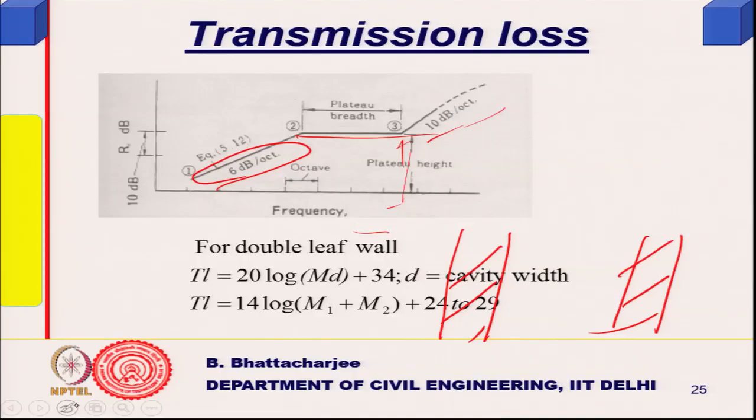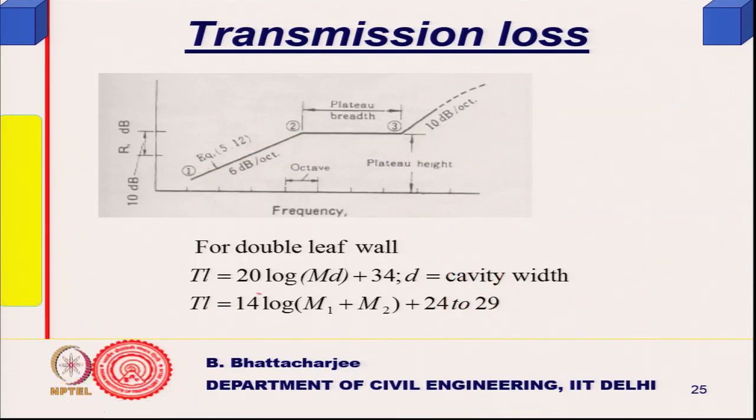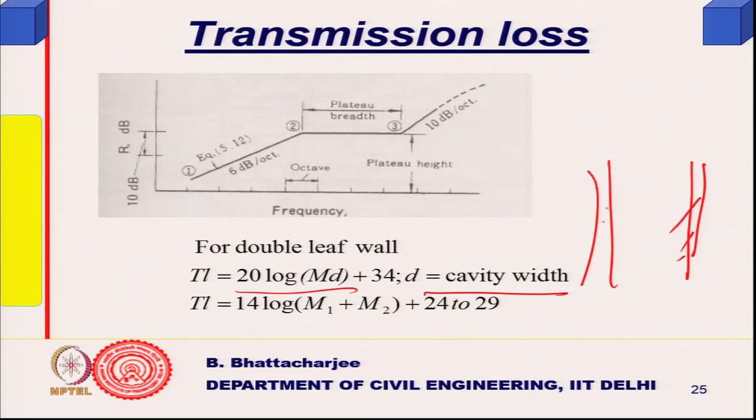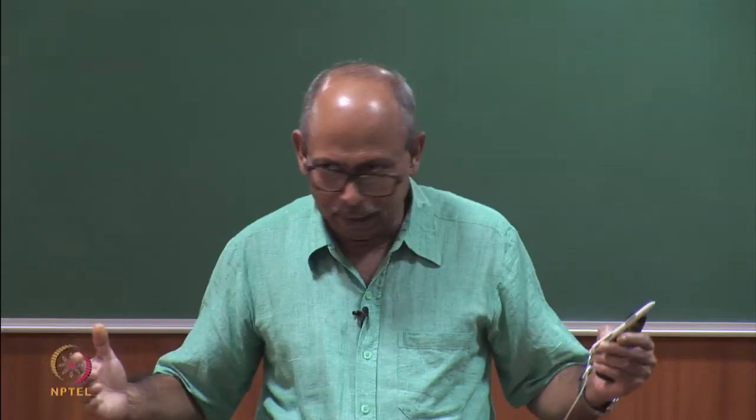So, this is given by this formula: 20 log m d plus 34, where d is the cavity width. I have one leaf here, another leaf here, and this is the cavity width d. The total mass per unit area of the wall including these two, 20 log m d plus 34. So, you see it is a function of d also. Now, we cannot go on increasing the mass; I can't make the wall thicker and thicker.